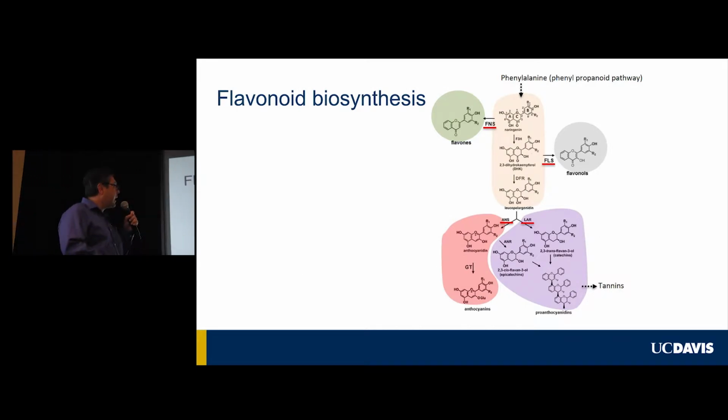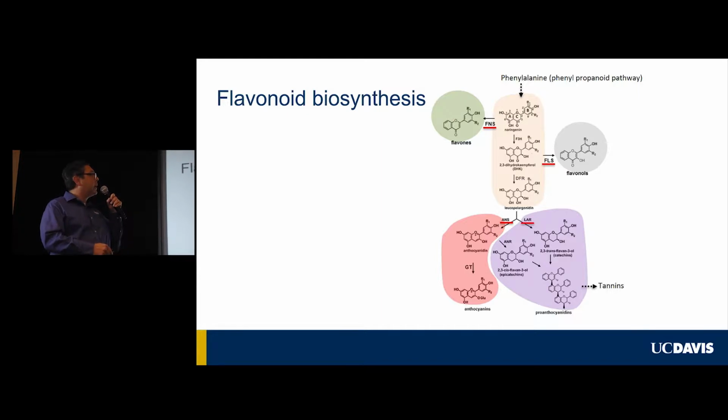Anthocyanins, or flavonoids, are produced through the phenylpropanoid pathway. You have this influx of phenylalanine. You end up with naringenin. It goes through some changes, and then it'll branch out into either proanthocyanidins or anthocyanidins here on the side.